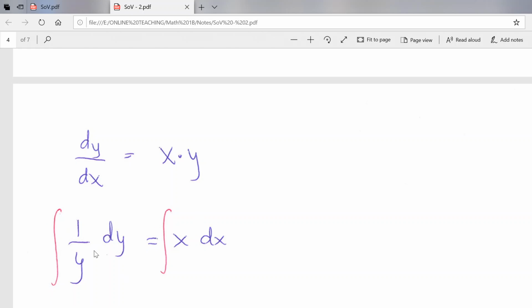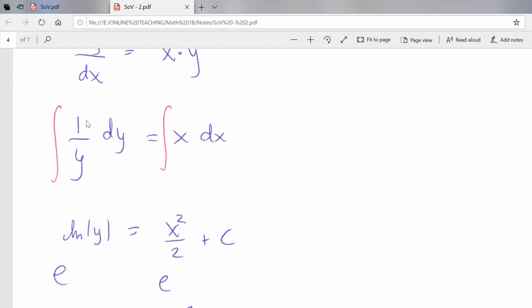Integrate both sides now that we've separated. See, we have all the y's on one side, all the x's on the other side. So this is separated. Now we integrate both sides. We get the ln absolute value of y. The antiderivative of x is x squared over 2 plus a constant.